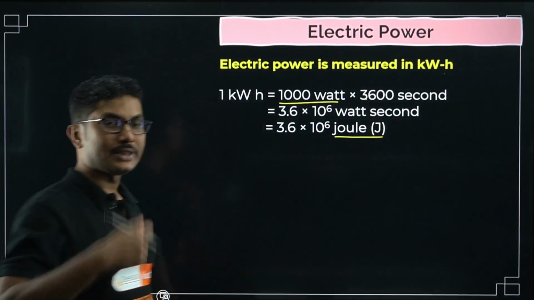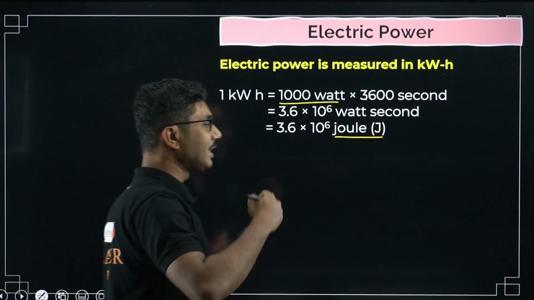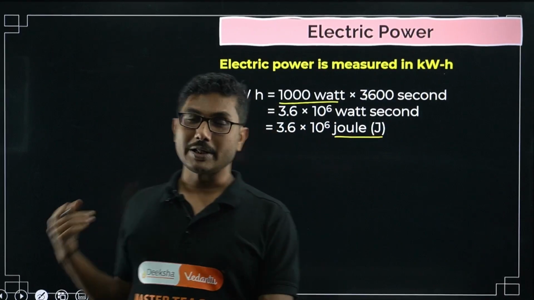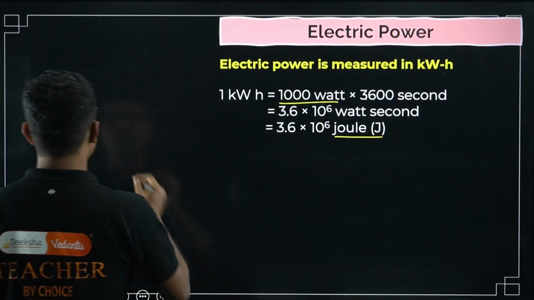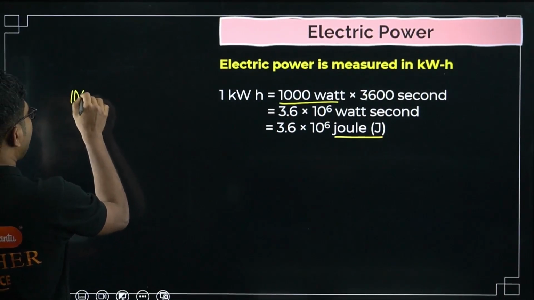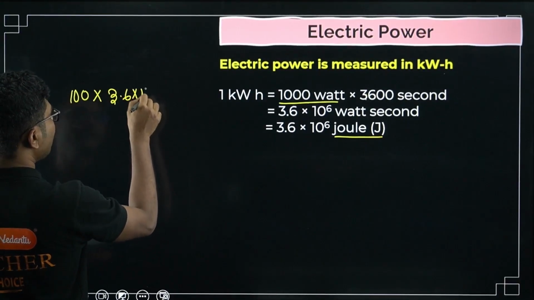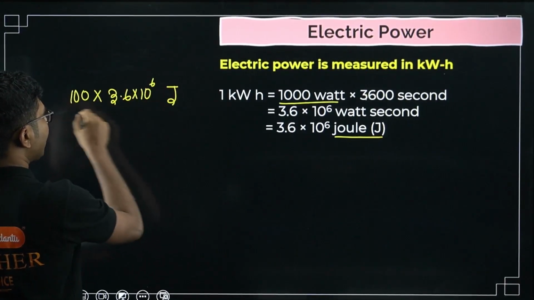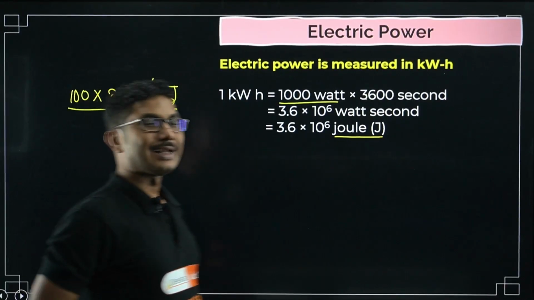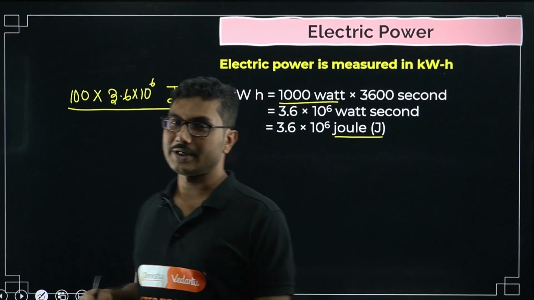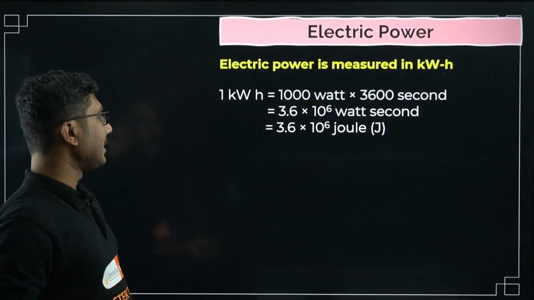So in our domestic power supply, whenever you are using 1 unit, that is basically how many joules you have consumed. So if you consume 100 units, that means 100 times 3.6 times 10 to the power of 6 joules of energy you have spent. That is a huge energy, right? This is a very high amount of energy that you have spent, right?